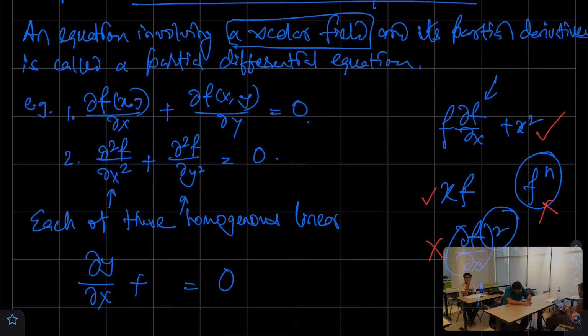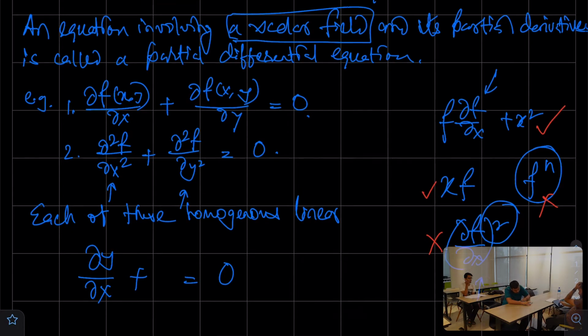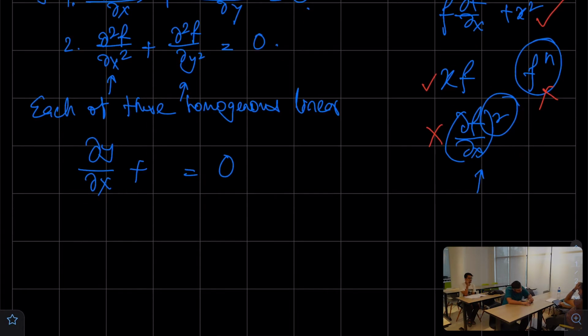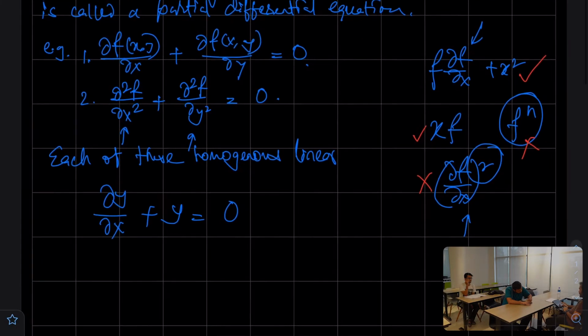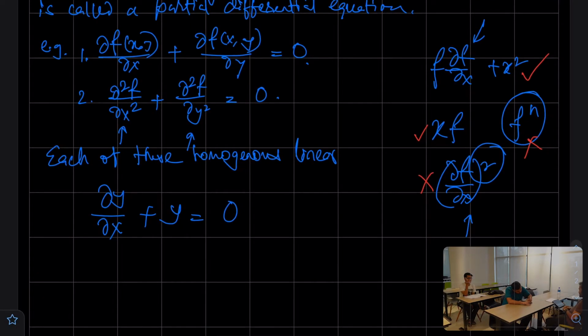What is a scalar field? A scalar field means it takes input in R^n and outputs a real number. It's just one real output.